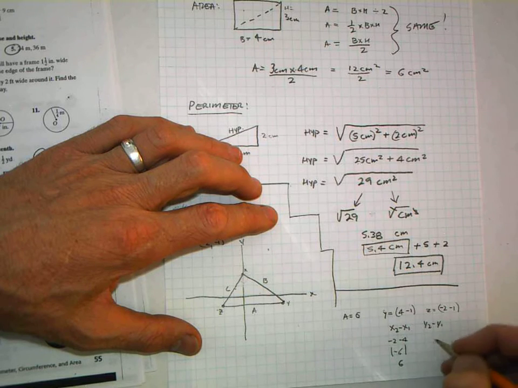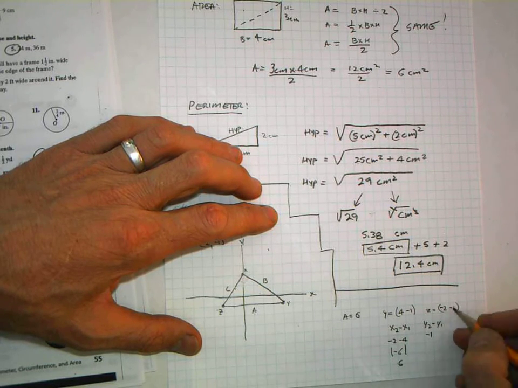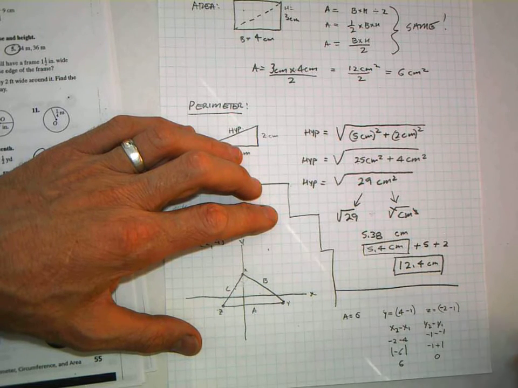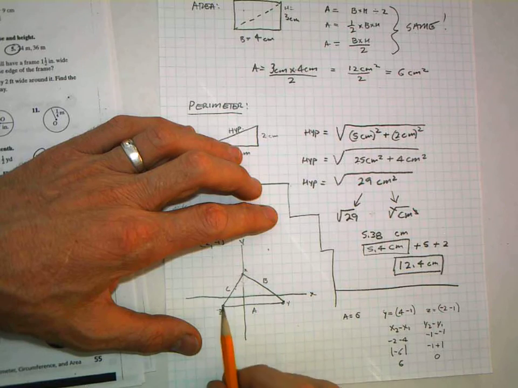How about y2 minus y1? Well, we have minus 1. For y1, we're going to put this number here, minus a negative 1. So how did that work? 4 minus 1 minus negative is the same as adding, that is 0. So there we go. We got that.